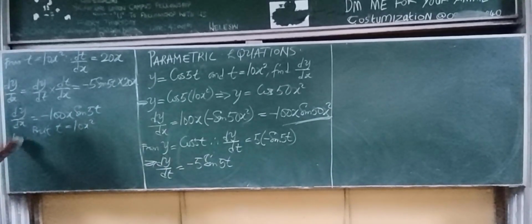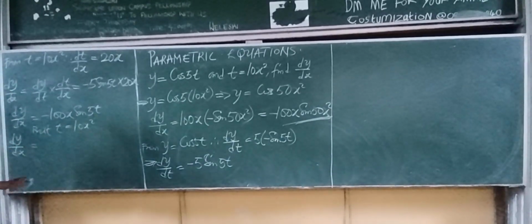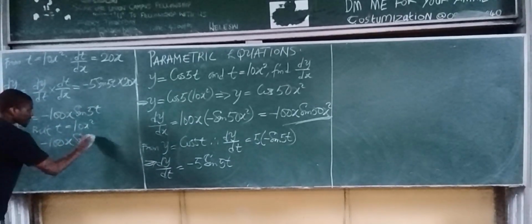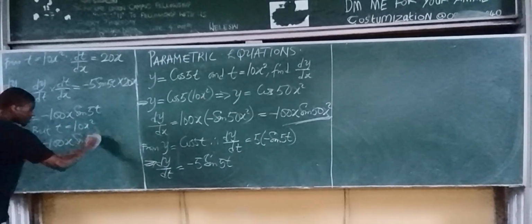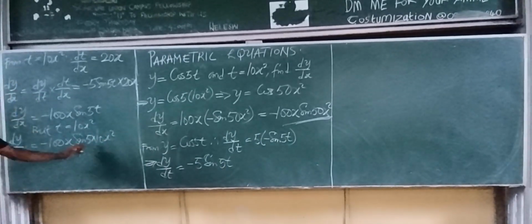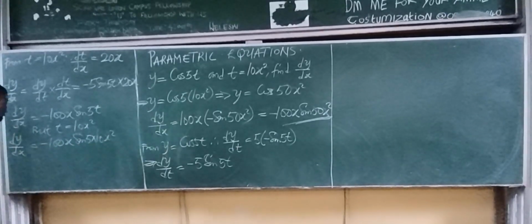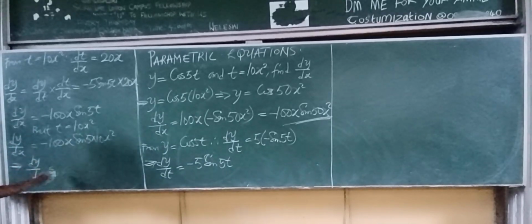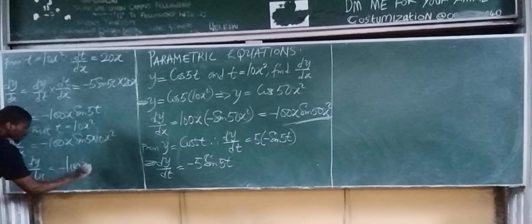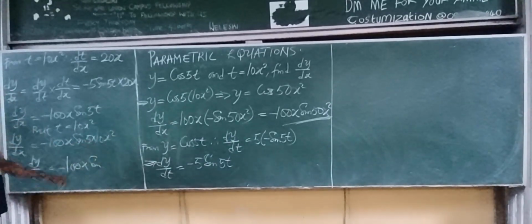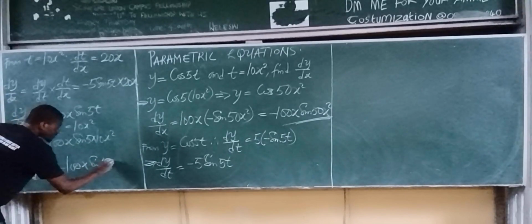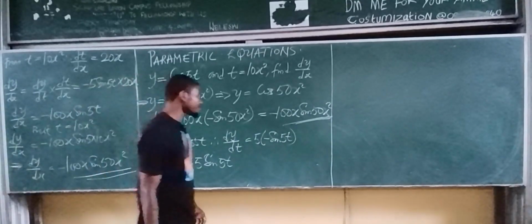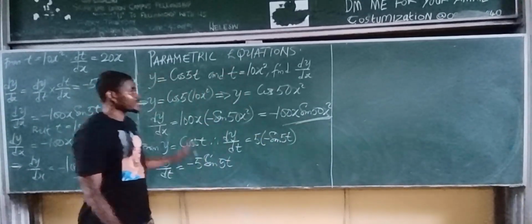So it means that dy/dx is now equal to minus 100x sine 5 times, in place of t is 10x squared, and of course 5 times 10 is 100. Okay, so this means dy/dx is simply minus 100x sine 5 times 10 is 50, sorry, so it becomes 50x squared. And I think it's the same thing we obtained here.